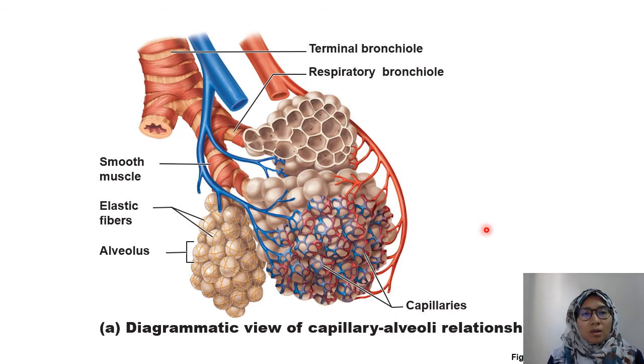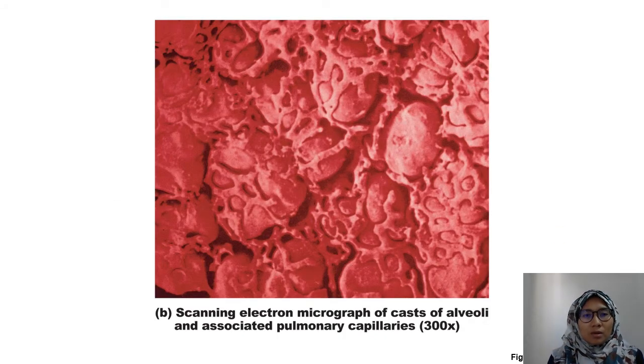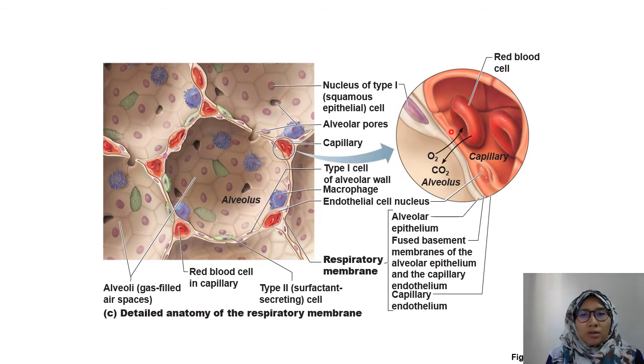Blue and red, why are there blue and red? One carries deoxygenated blood, the other oxygenated blood. This is a scanning electron micrograph. Alveoli, you can see. This is where gas exchange happens between the alveolus and the capillary. The oxygen enters the capillaries to be carried to all over our body for tissues to use, and from the capillary it also removes carbon dioxide to be removed from our body.